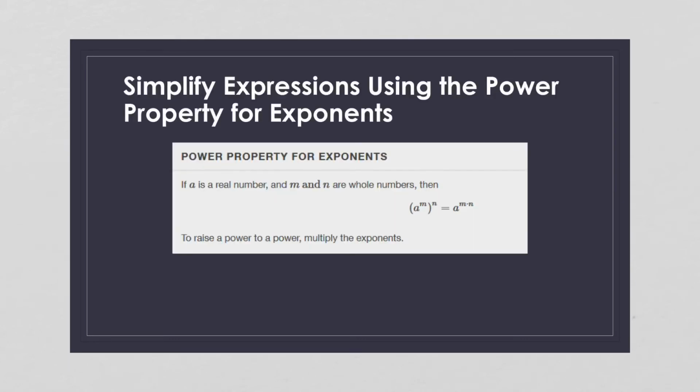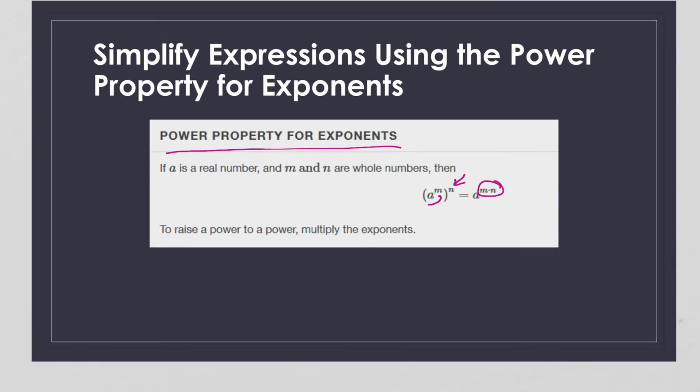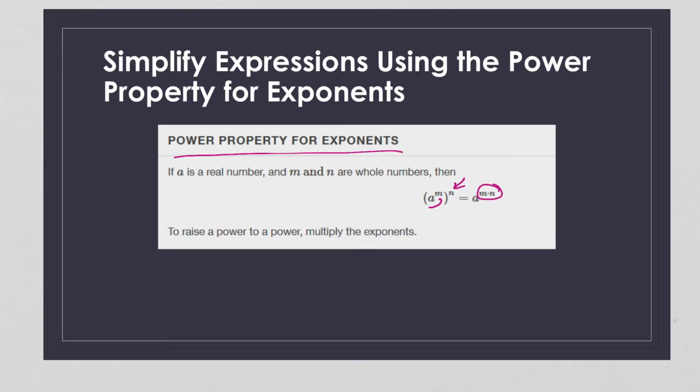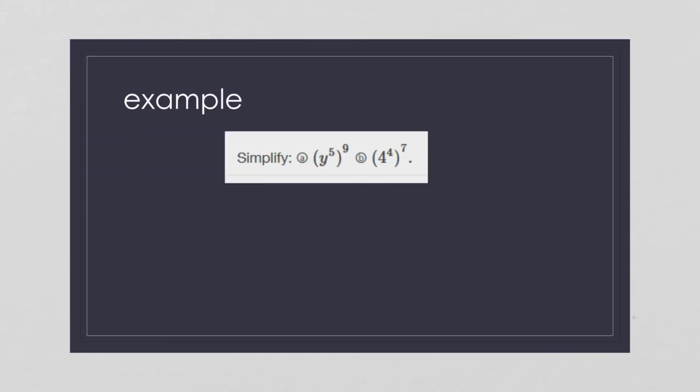All right, now we have our power property for exponents. This is where if you have a power and you are raising it to another power, that means you multiply your powers together. Okay, that's called a power to a power. Multiply your powers when you have a power to a power. All right, let's look at this one. So on part A, we have y to the 5th, and we have that whole thing being raised to the 9th power. We have a power raised to a power. Multiply them babies together. So we've got y to the 45th power.